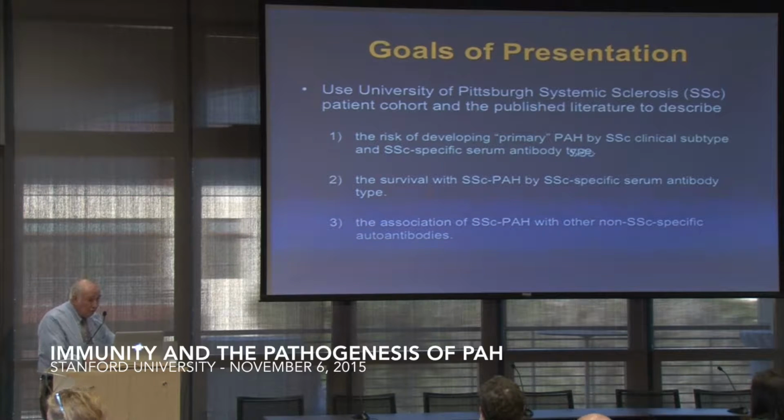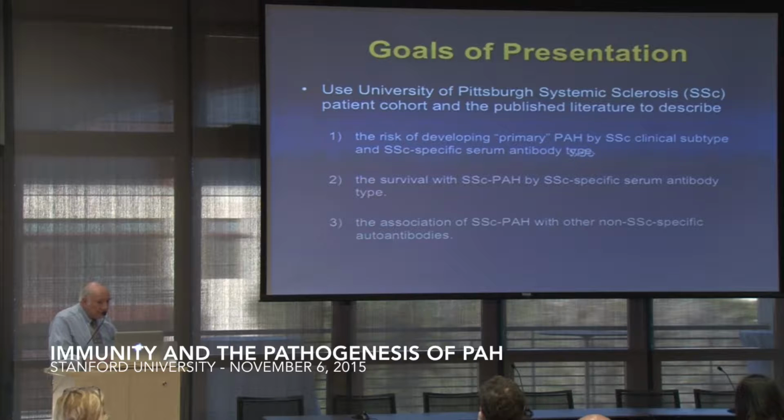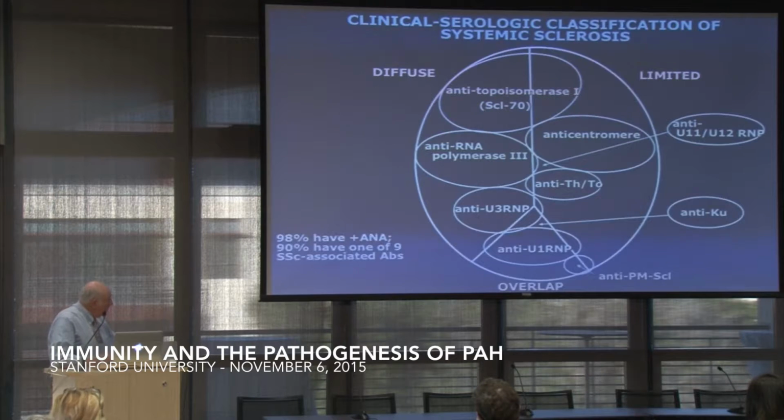And what I'd like to do is to use the Pittsburgh database, cohort, and some of the published literature to describe the risk of developing primary pulmonary hypertension in our scleroderma patients according to clinical subtype and autoantibody type, to look at survival according to autoantibody, and to discuss some of the associations of scleroderma pulmonary hypertension with non-scleroderma associated autoantibodies.